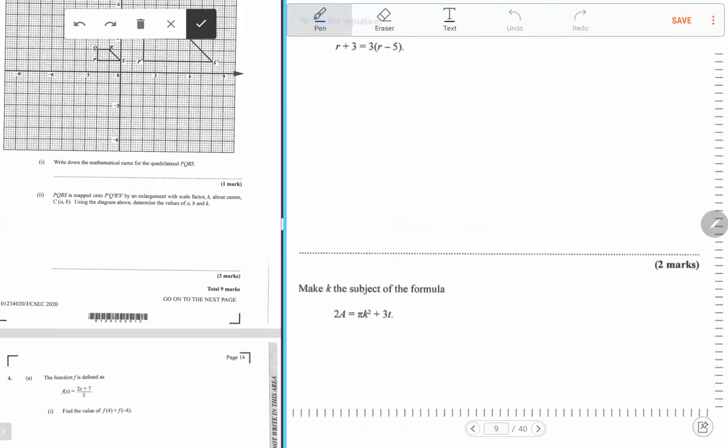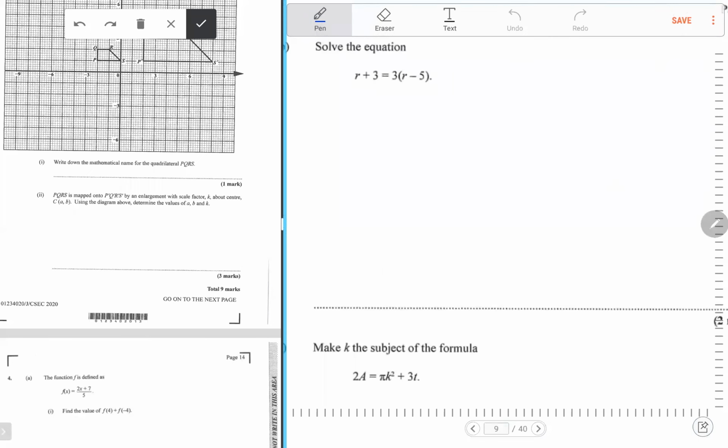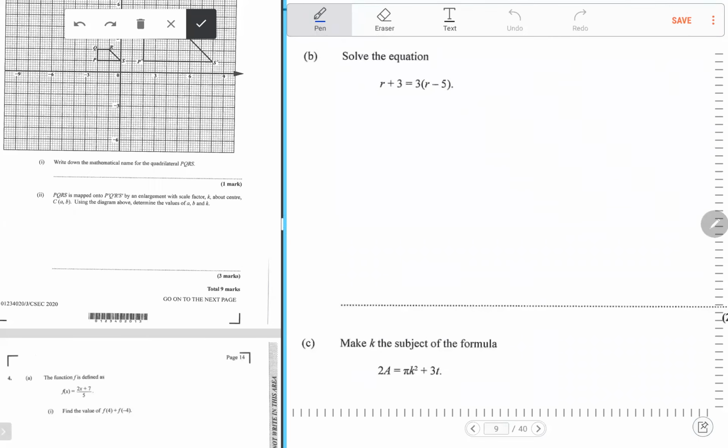Over here now, they want us to solve. Solve means find the unknown. That's what solve means. When something says solve, it means you must find the unknown quantity. The unknown quantity in this is the R. So solving for R, you essentially want to make R alone the subject. Make R the subject. You must get a value for R when you're done. All right, that's what solve means. Find the value of the unknown.